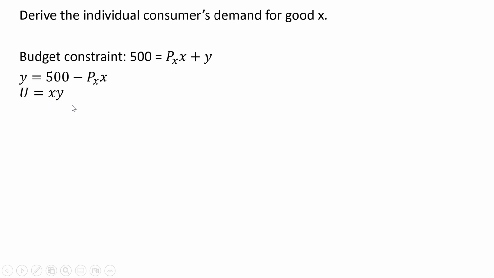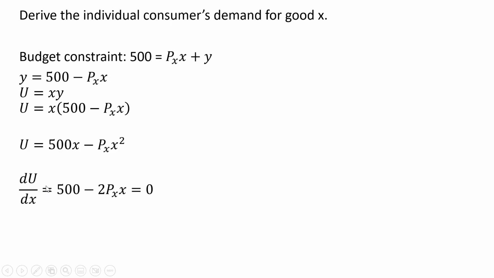Here's our utility function that we're given in the question. Where I have Y, I'm going to replace that with 500 minus the price of good X times units of good X, making that substitution. Now we can maximize utility. We're going to take the derivative of this utility function with respect to X. Before I do that, I'll just multiply this X throughout what's in parentheses. And now taking the derivative of the utility function with respect to X, setting that result equal to 0, we are maximizing. We get the following result. And now I'm going to solve this result for X, and that is the individual consumer's demand for good X, 250 divided by the price of good X.